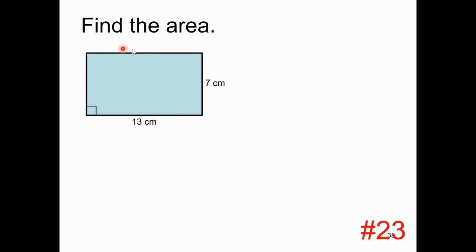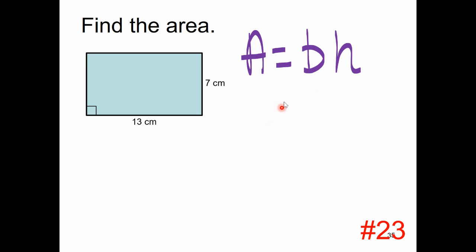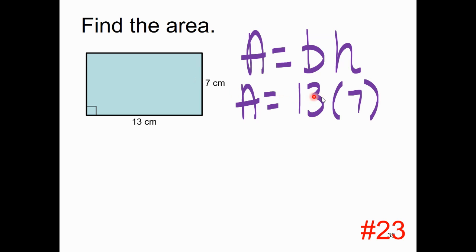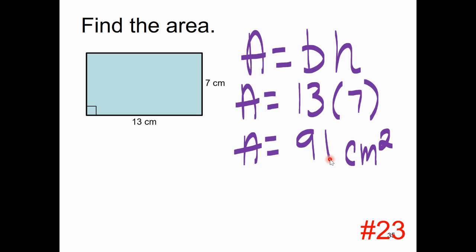So it says find the area. This is a rectangle. So the formula for area of a rectangle is A is equal to base times height. We're going to substitute in our numbers. The base is 13 and the height is 7. And then we're just going to multiply. 13 times 7 is 91. So the area of this rectangle is 91 centimeters squared.